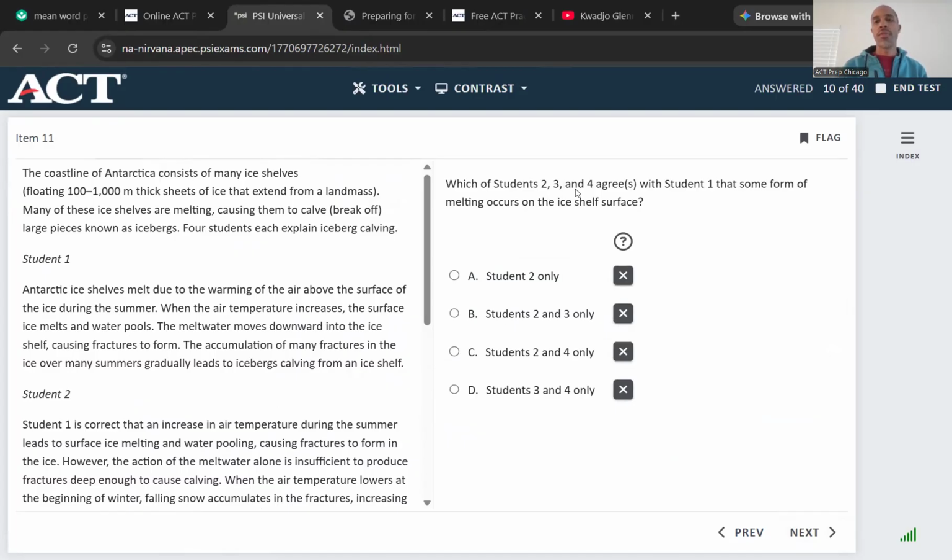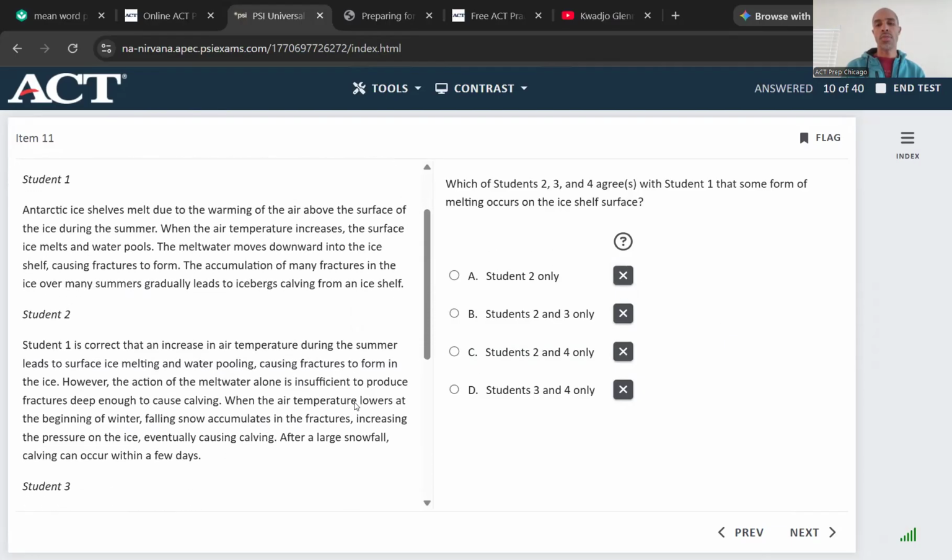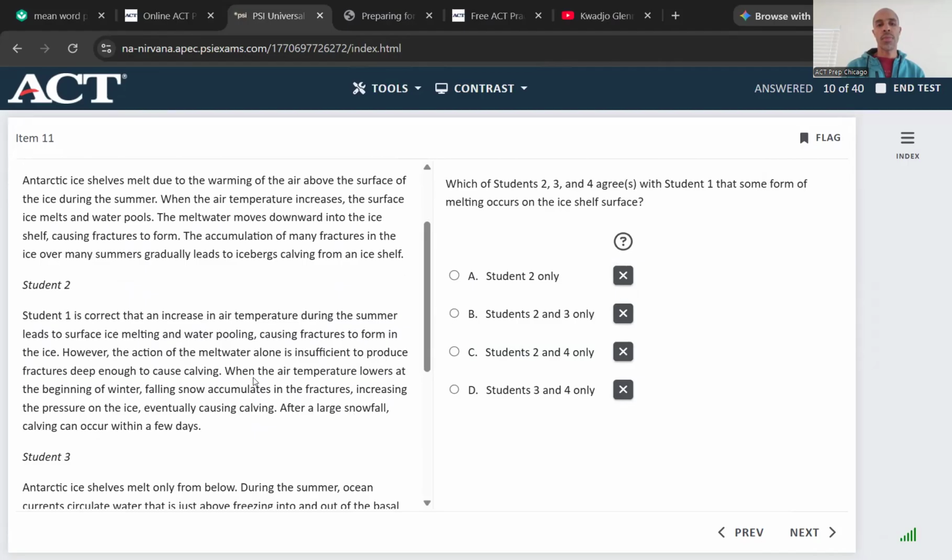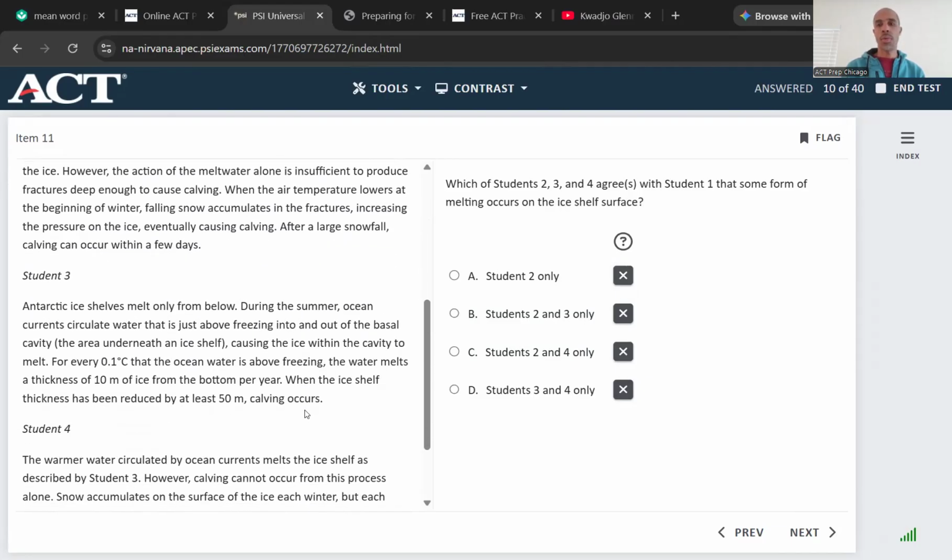Which of students two, three, and four agree with student one that some form of melting occurs on the ice shelf surface? Student two definitely does. I think I know student two said it because student two said it was from the outside. It was the warm. They said during the summer leads to surface ice melting. Right. So student two said it, but I know student three says it's from the warm. No, this is from the bottom. So student three is definitely not included. What about four?